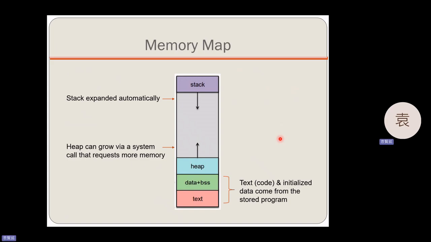So a typical view of a memory map would look like this. Because the heap and stack can grow, in general we allocate them at the two ends. The stack grows from top to bottom, and the heap grows from bottom to top. Underneath we have a text and data segment. So in general, a process is organized as a linear array in this kind of layout.